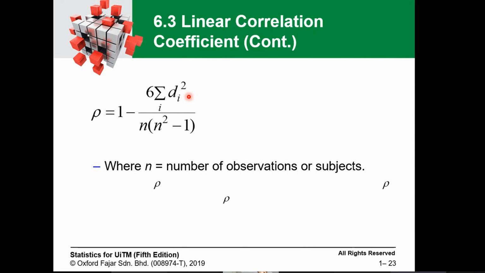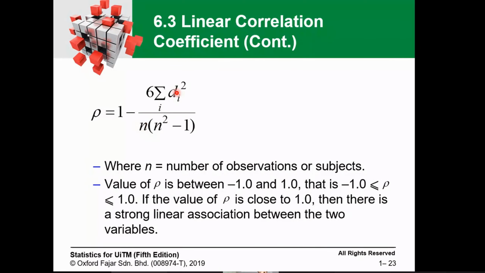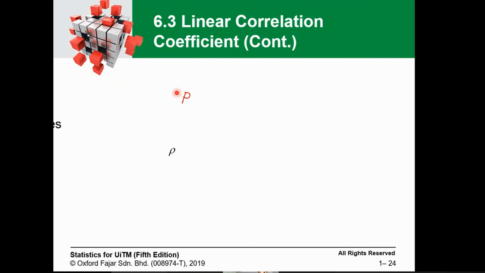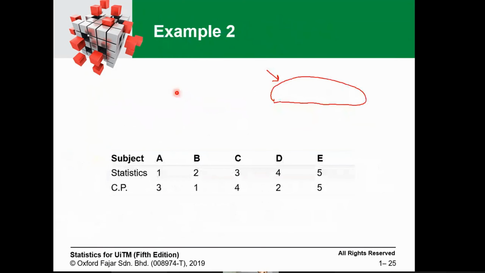Okay. So the equation is 1 minus 6 multiplied by the sum of di squared, the square of di, over n, where n is the number of observations, times n squared minus 1. What is di? Di is the difference between the ranks, and I'm going to show you now one example of how to do the Pearson and Spearman calculation.